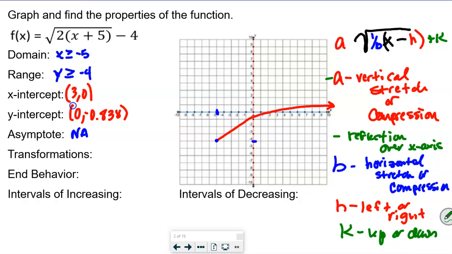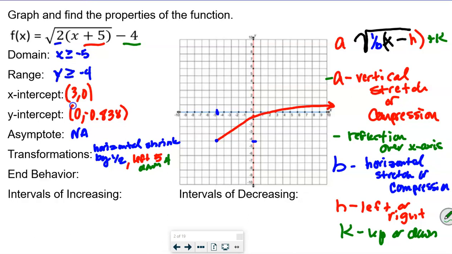So now when we talk about transformations, we have this 2 right here. So I said inverse, right? So it's going to be a horizontal shrink by 1/2. And then let's talk about this right here, +5, which means it's really a -5, which means it's moving left 5. And we can see that because the graph is over here to the left. And then the last one is this one right here, which means down 4. Okay? All right, so now end behavior.